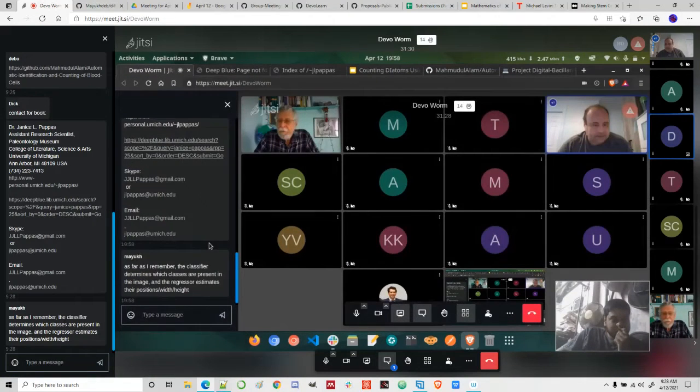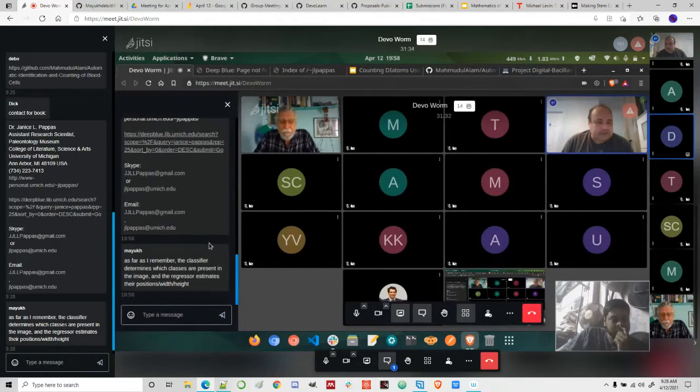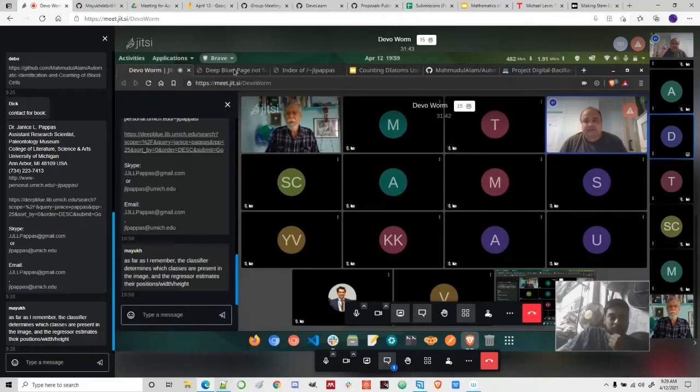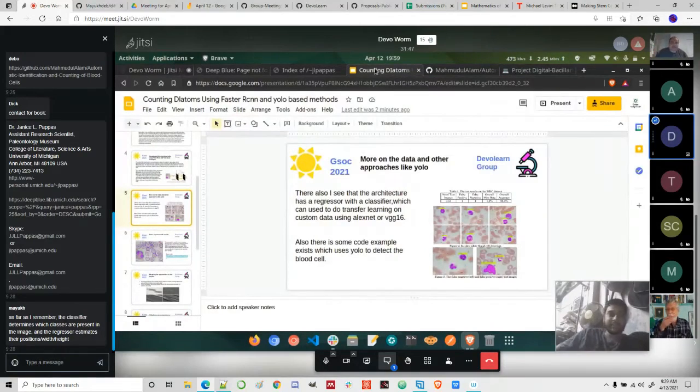Mayukh said, as far as I remember, the classifier determines which classes are present in the image, and the regressor estimates their positions, width, and height. So the classifier actually determines what category they belong to. Yeah, like the platelets or the white blood cells, the types of the blood cells. Okay. So they're doing both at the same time. They're estimating, yeah. Okay.